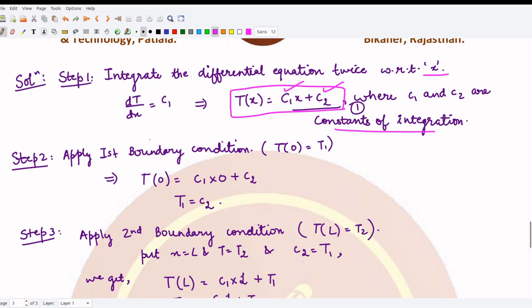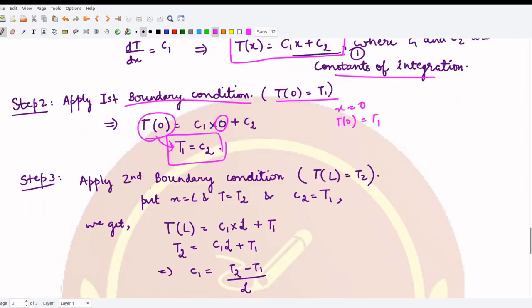Now we apply the first boundary condition onto it. What was it? T at the point 0 is T1. So let's put x equals 0 and T(0) equals T1. In place of T(0), I have written T1, and in place of x, I have written 0 here. So the value of C2 came out to be T1.